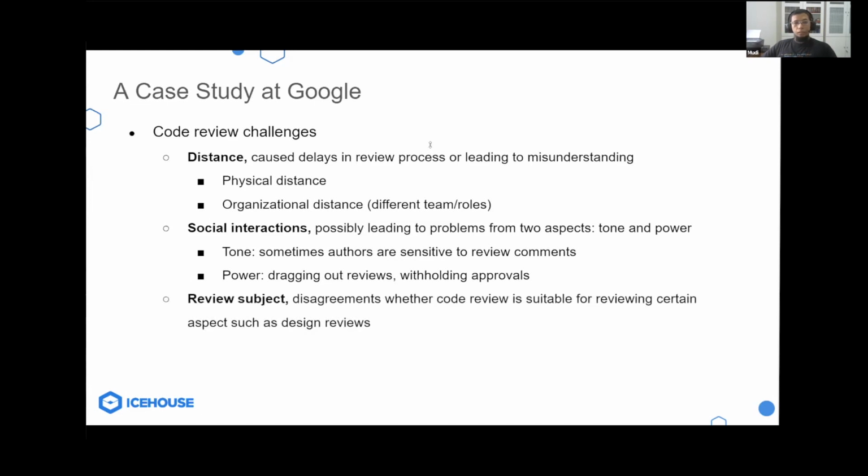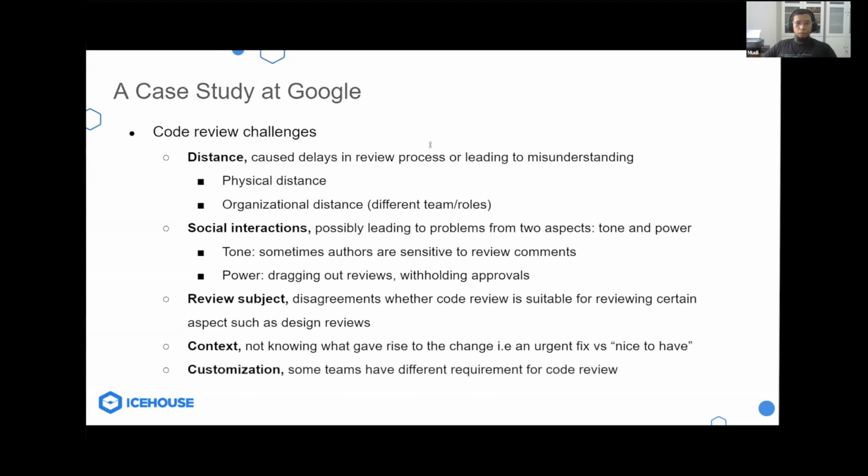And next is review subjects. This one refers to disagreements about whether the code review is actually suitable for reviewing certain aspects, such as design review. And then context. This one refers to misunderstandings based on not knowing what gave rise to the change. For example, is it an urgent fix or is it nice to have? And lastly is customization. This one refers to the review tool customization itself, since some teams have different requirements for code review.